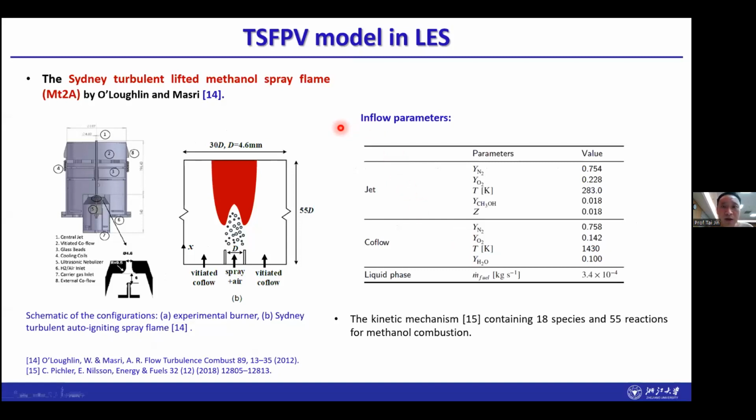So until now we have validated the model with DNS results. Next we will validate the model with experimental results. We have chosen this turbulent lifted methanol spray flame for calculation. This is a lifted two-phase flame, with air and the spray in the center, and with a cold coflow, and the flame will be lifted.